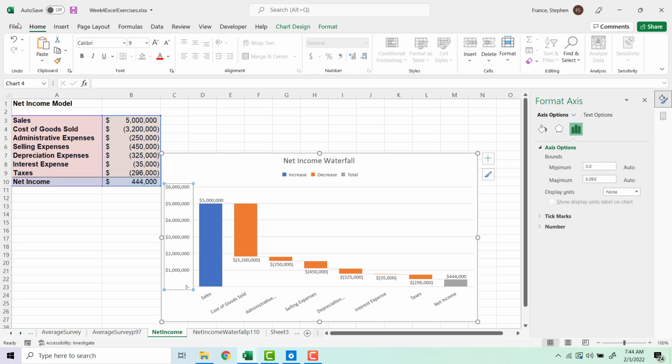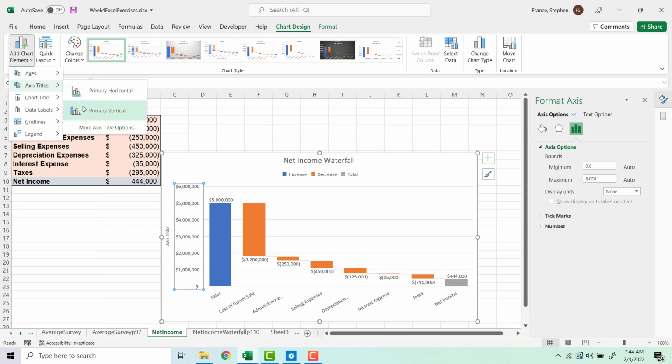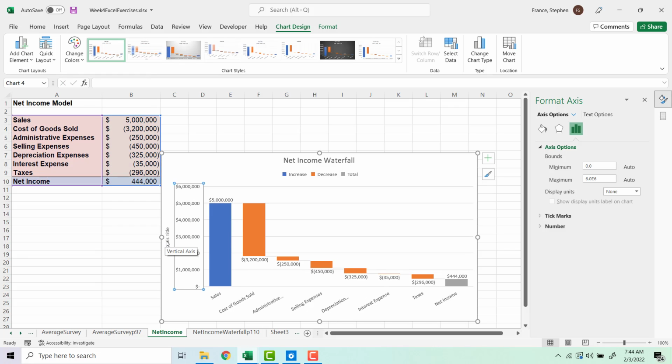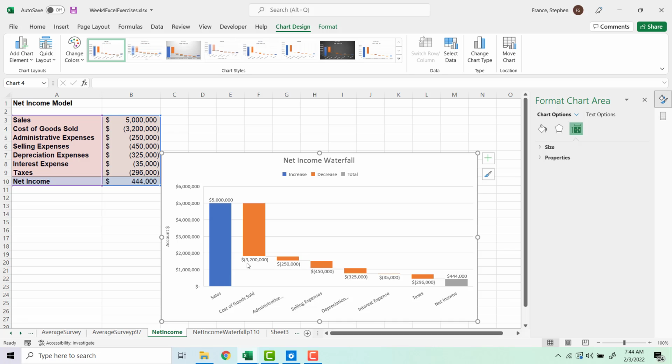And then maybe I'll put some axis titles in here, as I usually do. But it's pretty much self-explanatory. I'll just put account dollars. And the x-axis is pretty much self-explanatory because it's basically the sales versus expenses versus the net income.